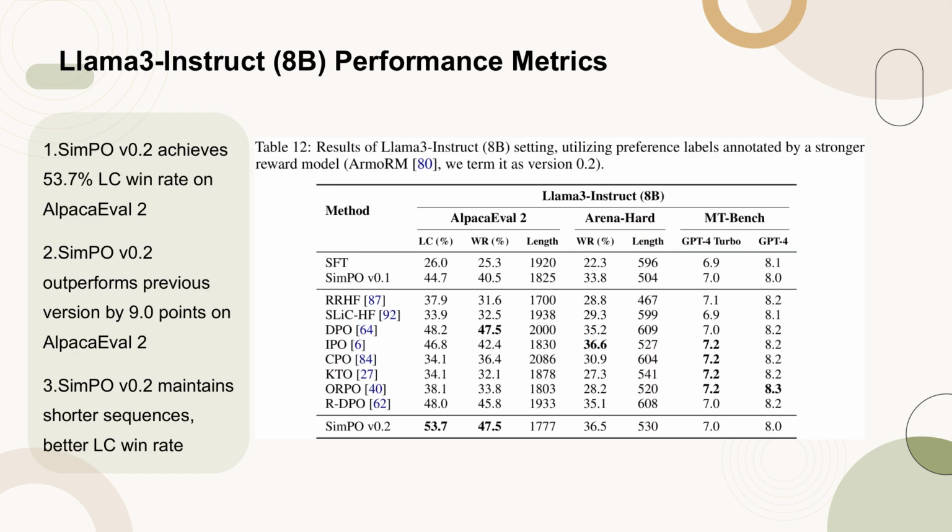Table 12 presents the results of the Llama 3 Instruct 8B setting, which uses preference labels annotated by a stronger reward model, ArmoRM version 0.2. The table highlights that SimPO version 0.2 achieves a 53.7% LC win rate on AlpacaEval 2, surpassing the previous version by 9.0 points. Additionally, SimPO version 0.2 maintains an advantage in producing shorter sequences, resulting in a significantly better LC win rate on AlpacaEval 2. These results underscore the importance of a high-quality preference optimization dataset for enhancing model performance.